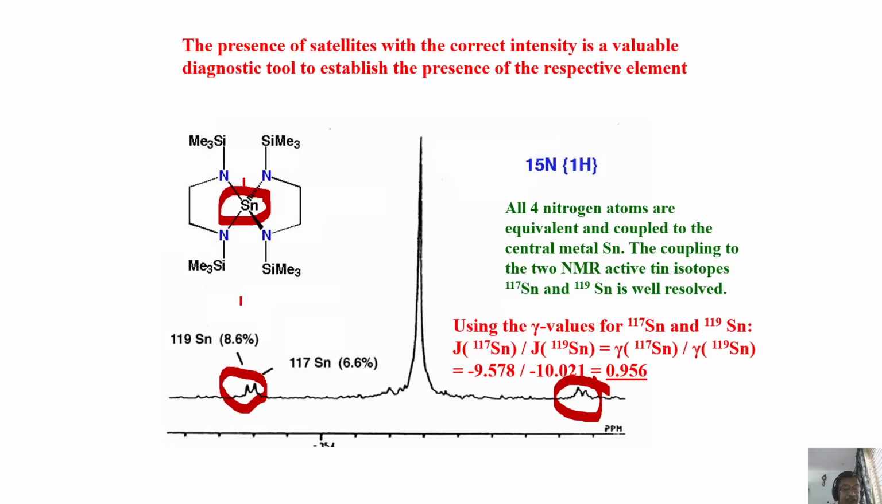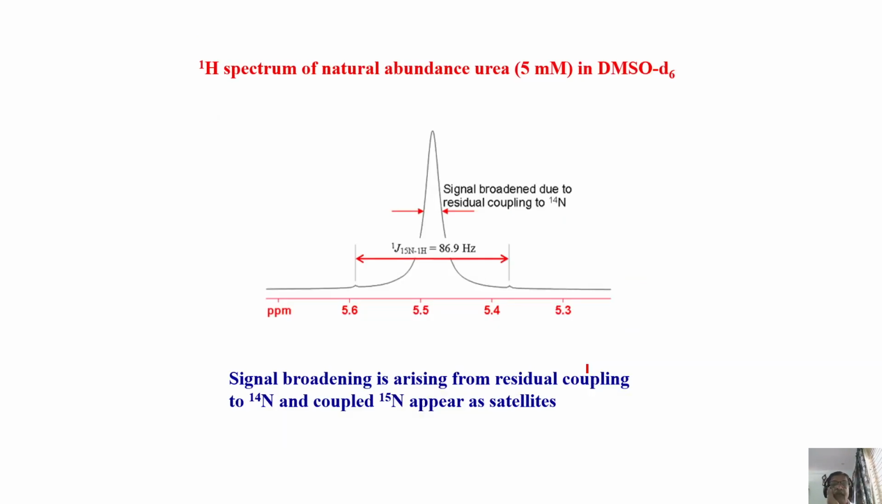So now by using the ratio of these peaks, one can find out the percentage of the different isotopomers present there, because intensity is very precise here. If you measure very precisely, you can find out the percentage of 119 and percentage of 117 both, and they are almost equal. Now we'll see the 1H NMR spectrum of natural abundant urea.